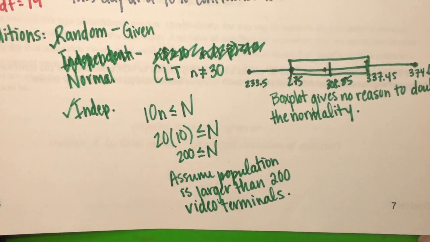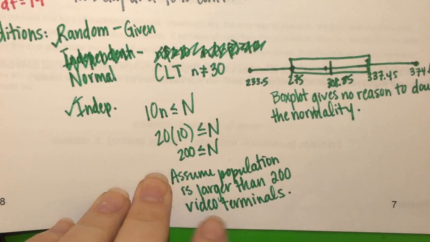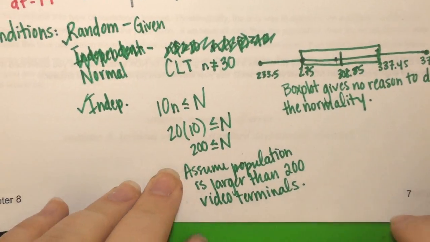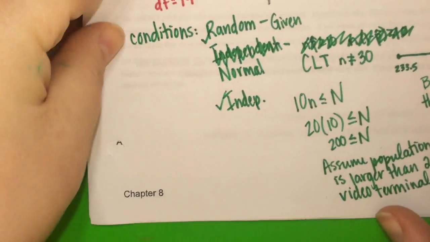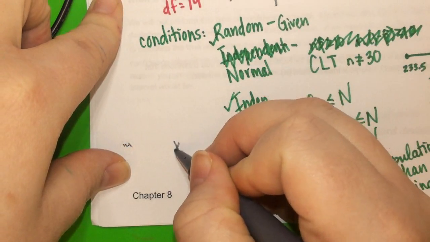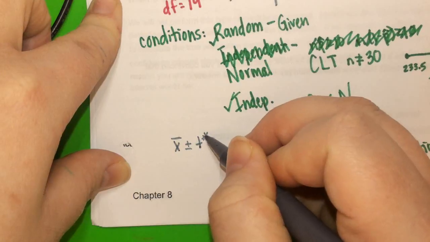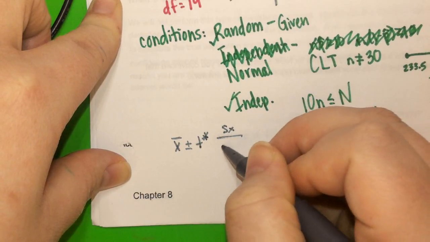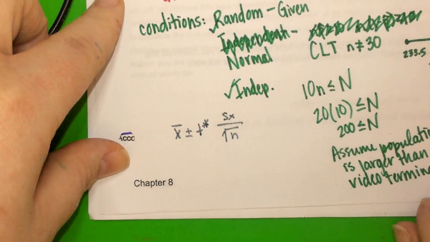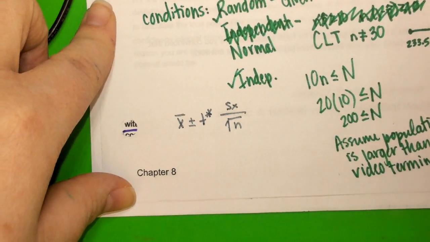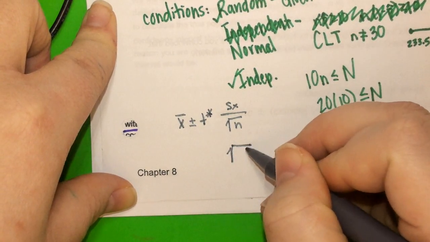Oh, fun times. Okay, so I'm running out of room. We read our sentence, we checked our conditions, and now to do the math. We're going to use the formula x bar plus or minus t star times the standard deviation over the square root of n. Okay, and that's great. And I know what to put in for n because my sample was 20.